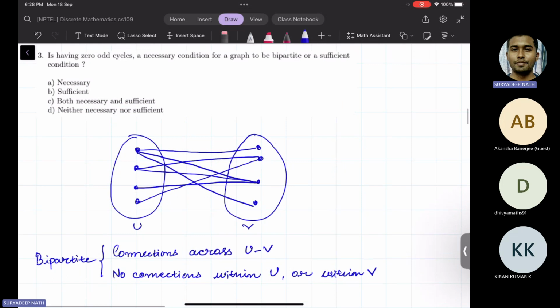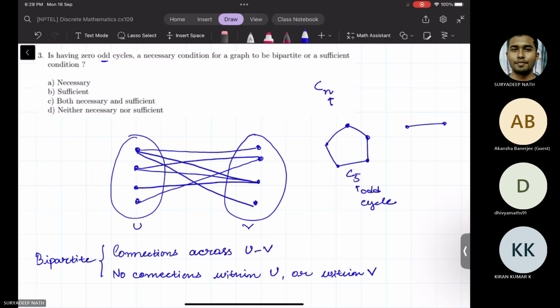Now they are asking us whether having zero odd cycles is a condition. So what does an odd cycle mean? Let's say it is Cn, where n is odd or even. So this is what is meant by odd cycle. Let's say this pentagon. So this is a C5. This is odd, so it is an odd cycle, but this one is an even cycle. C4, even cycle.